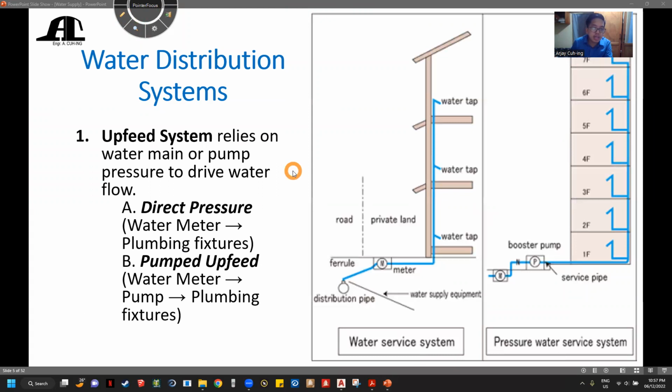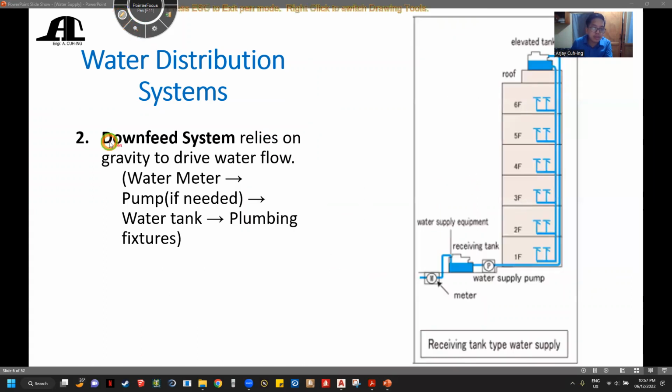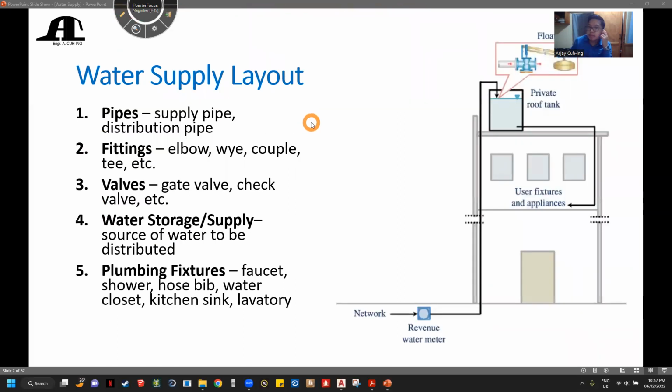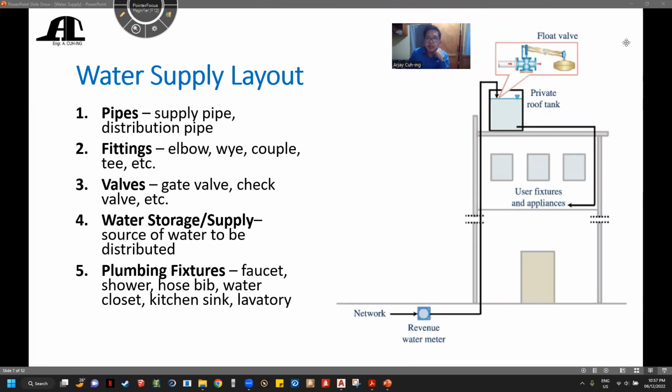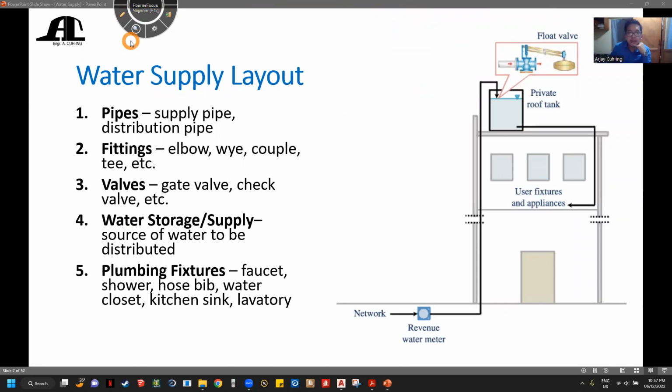As said a while ago, we have to focus on the downfeed system, meaning you will see more or less an overhead tank. In a way, we actually do not need a pump, so it is more economical. Technically, this is the very configuration of our water downfeed system distribution.